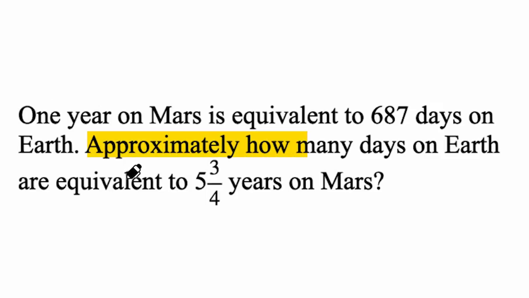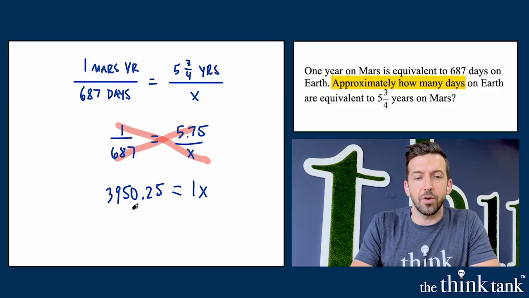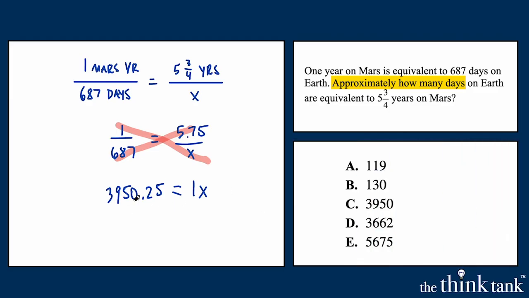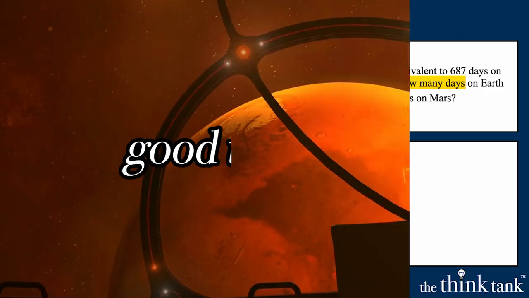Now notice the problem said approximately how many days. So I'm not going to find this exact answer in any of my options, but I do see that 3,950.25 days is basically 3,950 days. So it looks like 5 3/4 years on Mars is that many days, which means C is our answer. And if you got it, good thinking.